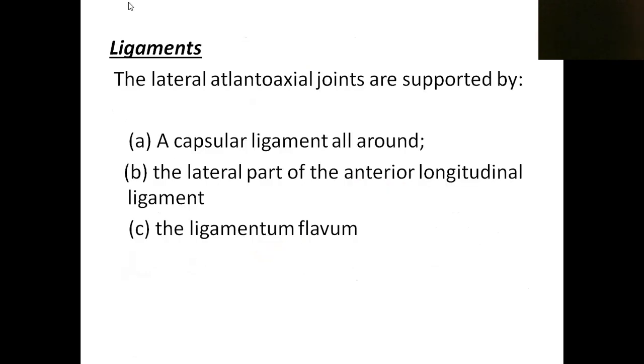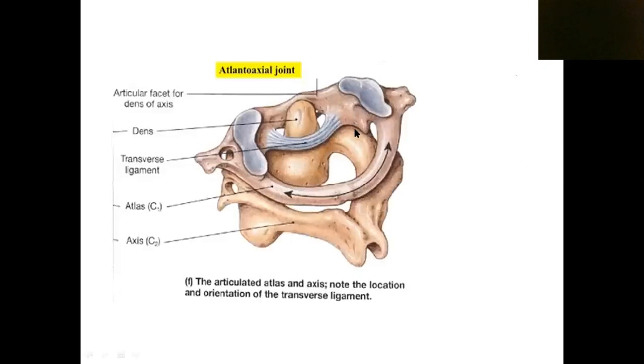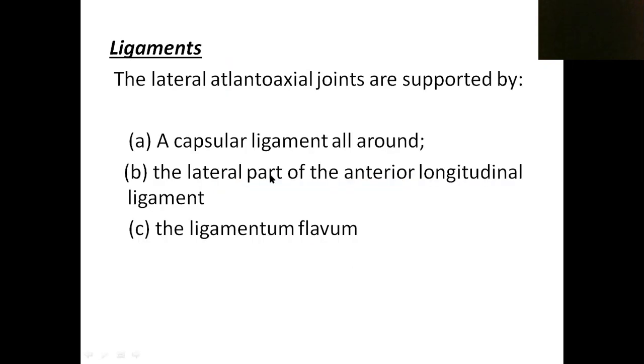Now ligaments and the supporting factors. First, the lateral atlanto-axial joints are supported by these ligaments. First, capsule. These two joints are covered with two separate capsules. See here we are having a capsule. Here also we are having another capsule. So these joints are covered with separate capsules. Then it is supported by the lateral part of the anterior longitudinal ligament and ligamentum flavum.